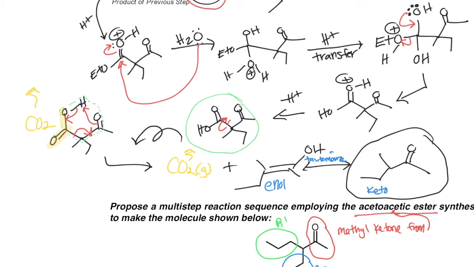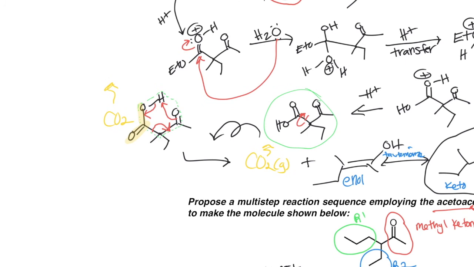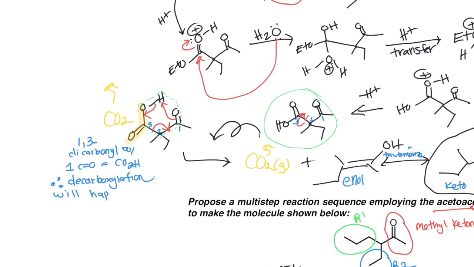So I'm going to describe a feature that allows it to do this: a six-membered ring transition state. So let's number it. One, two, three. So it's a 1,3 dicarbonyl, and one of the carbonyls is part of a carboxylic acid. A 1,3 dicarbonyl with one carbonyl being CO2H. Therefore, it's not just special about malonic ester or acetoacetic ester. We could just take a 1,3 dicarbonyl that has one of the carbonyls part of a carboxylic acid, heat it up, and we will get decarboxylation. That means we'll lose the CO2. Okay, that'll drive that off.